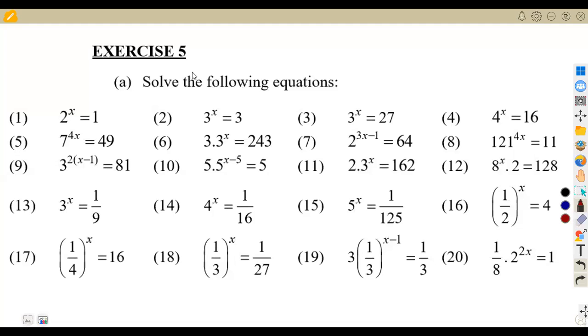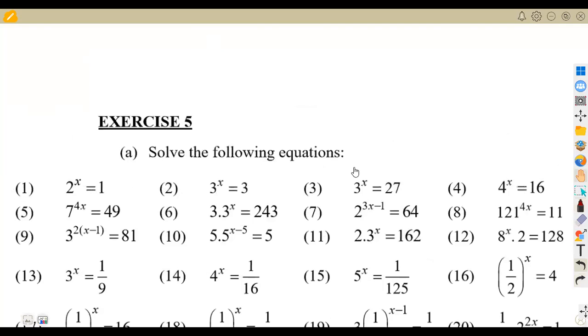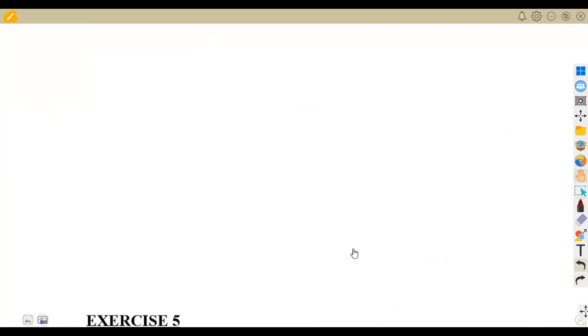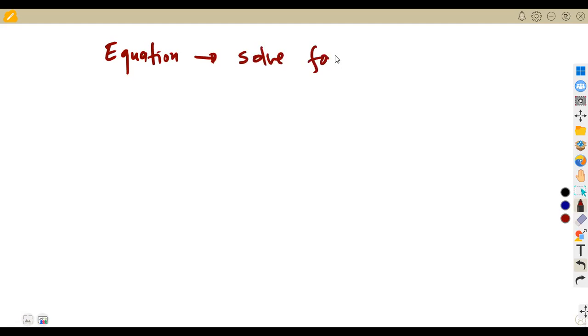Okay, guys. Remember we worked with exponents in general, working with the laws and the rules that you need to understand. There is a part that we refer to as the exponential equations. The moment you think about an equation, you think about solving for something, solving for an unknown value.